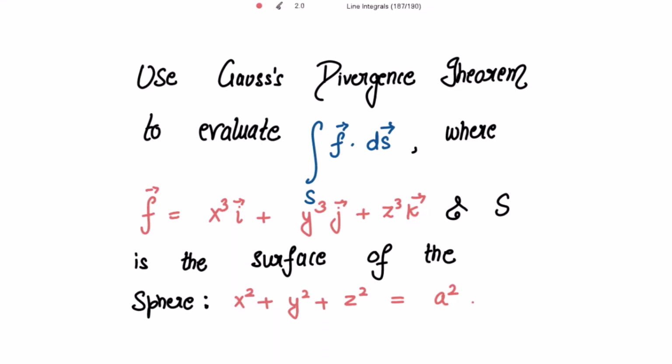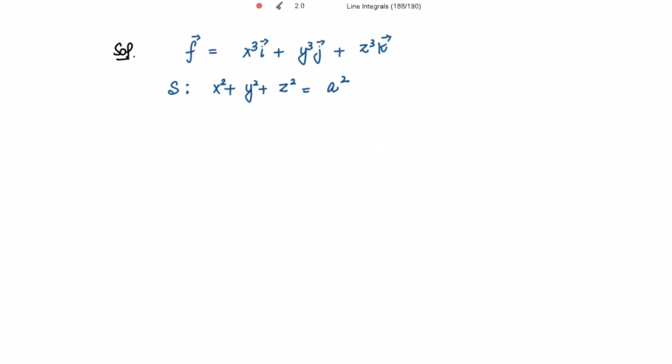To use Gauss's divergence theorem to evaluate the surface integral where f vector is given to us and S is the surface of the sphere x square plus y square plus z square equal to a square, where a is the radius of the sphere. So f vector is given to us and also the surface S is given to us.